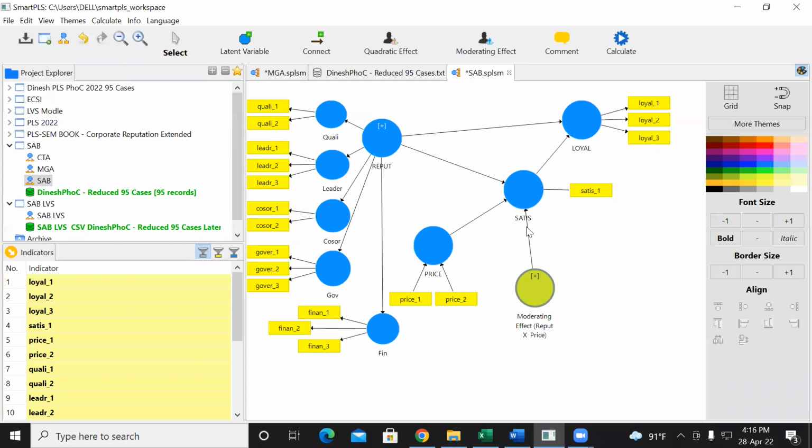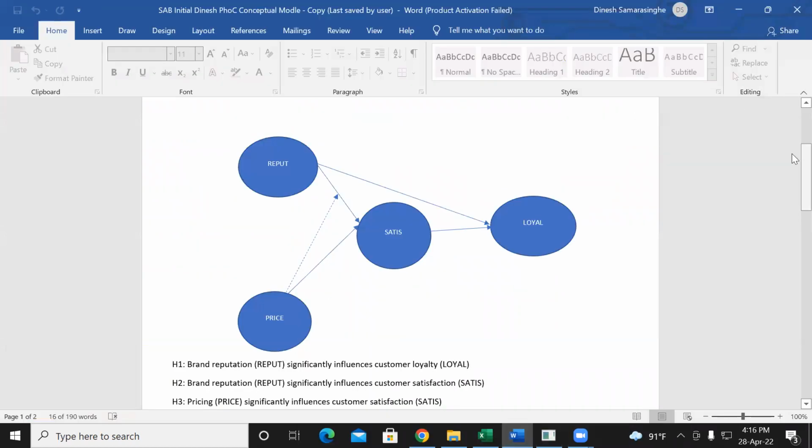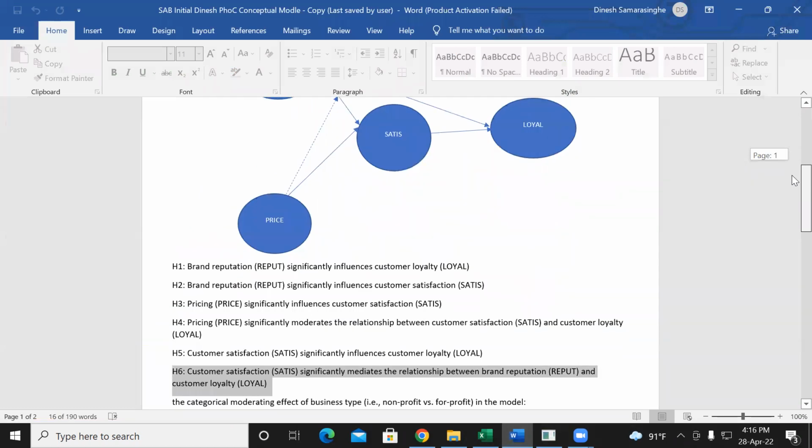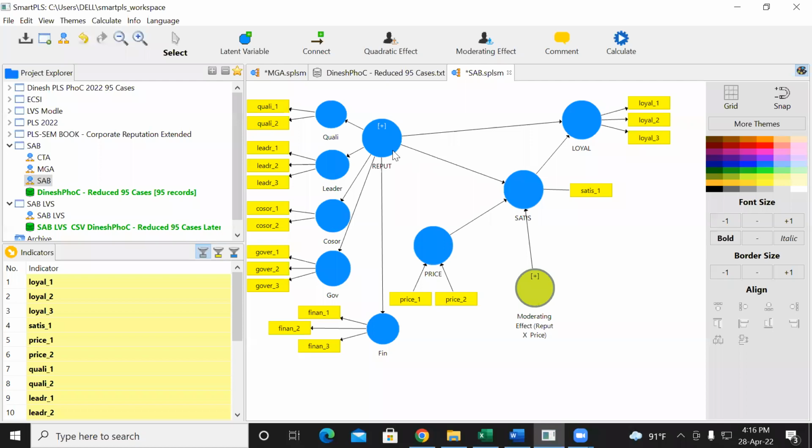Now you can see here, satisfaction mediates. See how the hypothesis is written. Yes, customer satisfaction significantly mediates. Now you can say reputation is the independent variable in this case. Loyalty is the dependent variable. Satisfaction is the mediator variable. That means you can see there's a direct effect from reputation to loyalty, the arrow. In addition, there's an indirect effect.